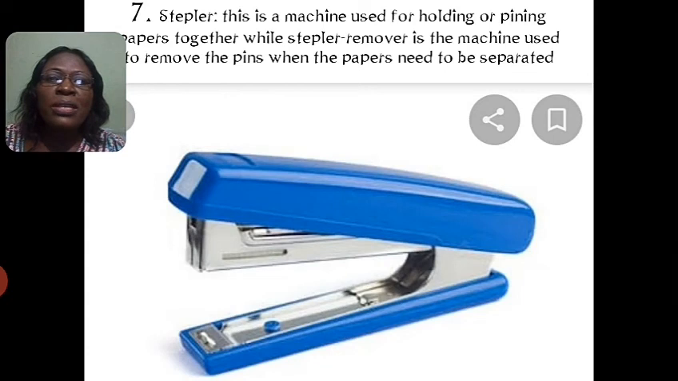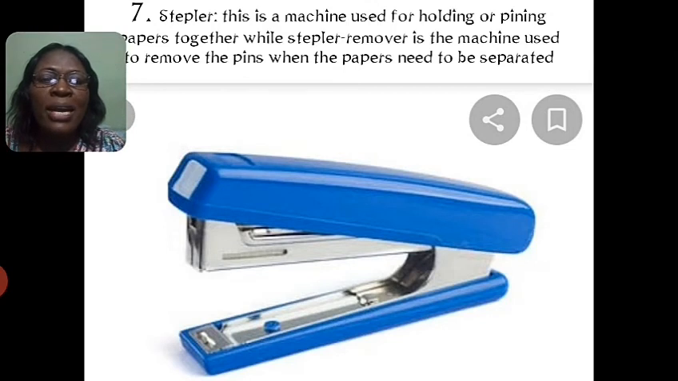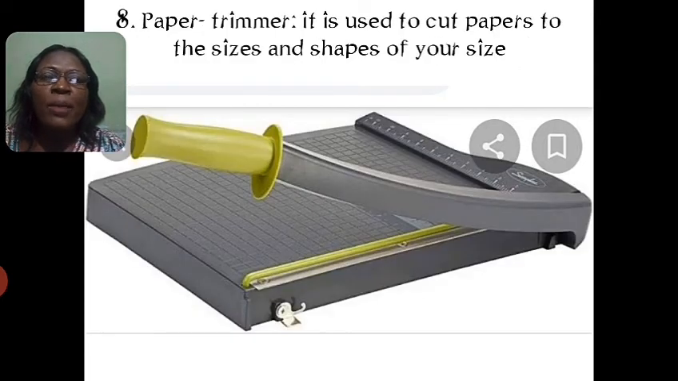Then another one is the stapler. The stapler is a machine used for holding or pinning papers together. So when you want to hold together copies of papers, you use the stapler. Then if you want to remove the pins, as in if you want to disengage the papers again, you use what we call the staple remover to remove the pin and then disengage the paper.